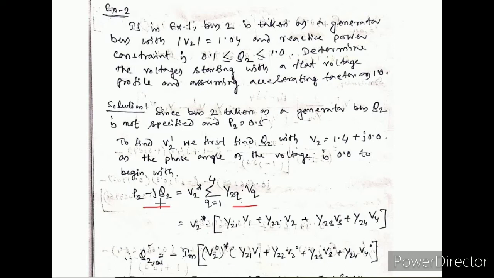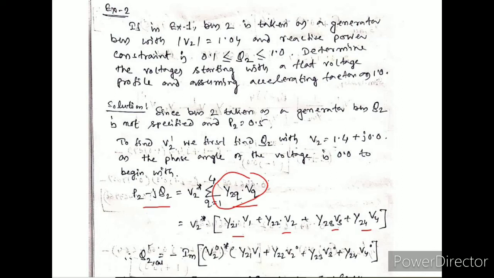Now similarly, if we elaborate this summation equation, we will get V2 conjugate times Y21 into V1 plus Y22 into V2 plus Y23 into V3 plus Y24 into V4. Now next, if we see here, P2 is the real part and Q2 is the imaginary part. So as per the algorithm, the Q2 calculated value to the power 1 is nothing but the imaginary part of this expression.